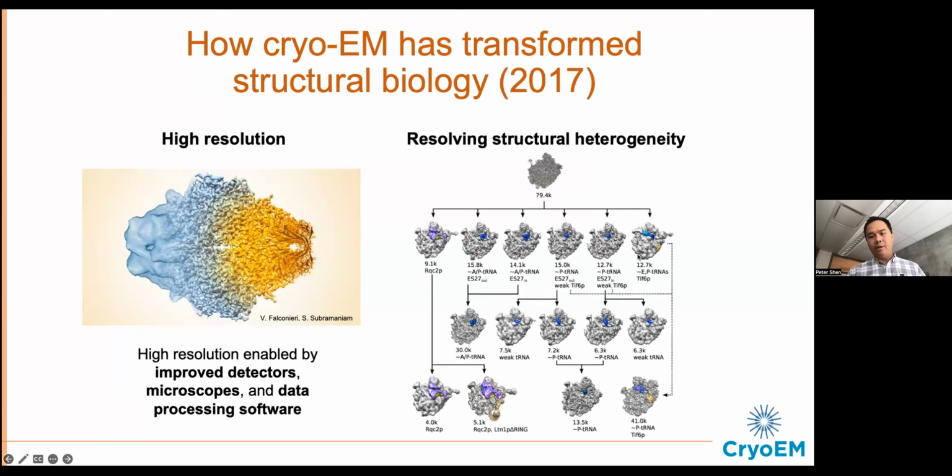And in addition to achieving high resolution, cryo-EM also held the promise of being able to determine multiple structures from a single data set. This was particularly effective in resolving compositional heterogeneity. In this example from one of our papers, a data set of 80,000 particles was used to suss out 15 different states of this particular ribosome complex. And I'll be talking more about this project later.